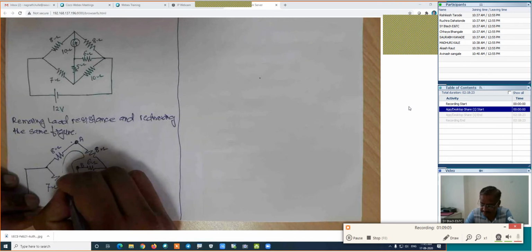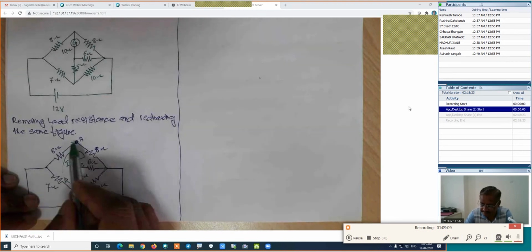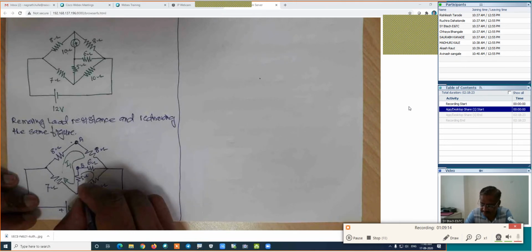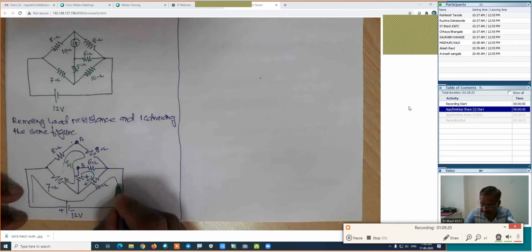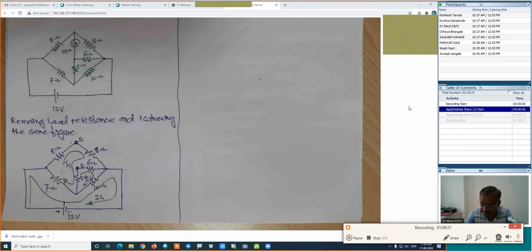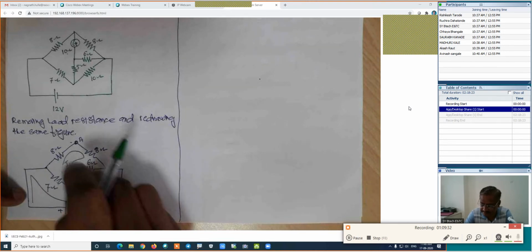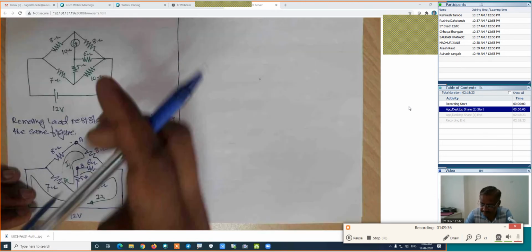This is our first loop, whose current is I1. This is the first loop, something like this. This is the second loop, whose current is I2. And this is my third loop, and its current will be I3. The third loop will be something like this. You can directly mark the polarities plus minus and apply KVL to loop 1, loop 2, and loop 3, or you can use the direct inspection method. I will prefer the direct inspection method here.